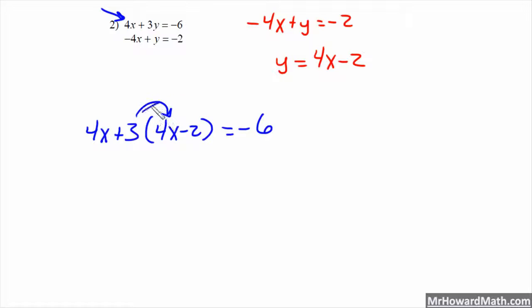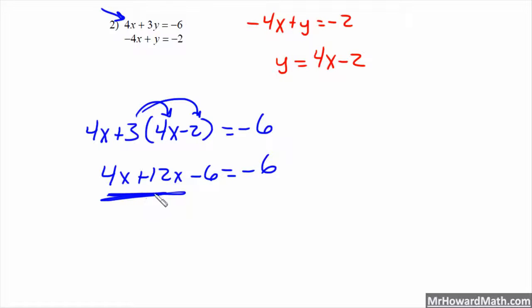Distribute here and here. So 4x plus 12x minus 6 equals negative 6. Combine these two like terms. 4x plus 12x is 16x. Minus 6 equals negative 6. Just solving for x here.